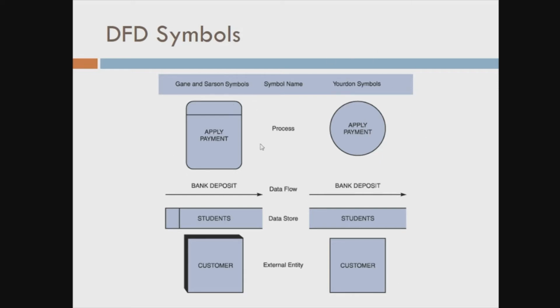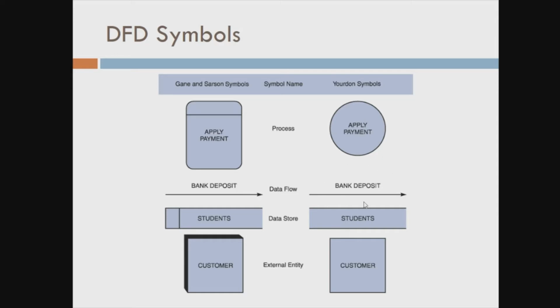Okay, so this symbol refers to the process involved in your business information system, for Gane and Sarson. For the Yourdon symbol, we have a circle. So the circle refers to the process. And then for the data flow, it's quite similar. Okay, we have the activities here, bank deposit, and then an arrow. So this is the symbol to represent the data flow from one to another. For Yourdon also a similar symbol.